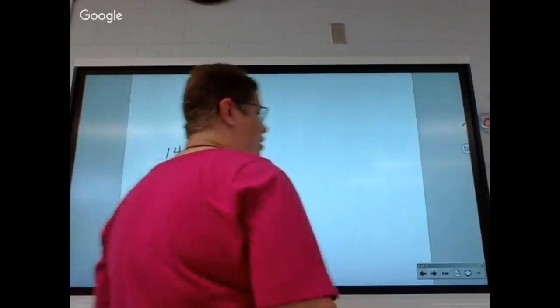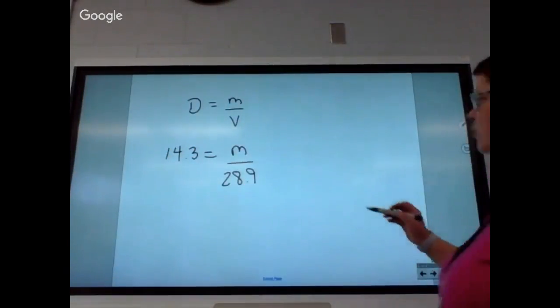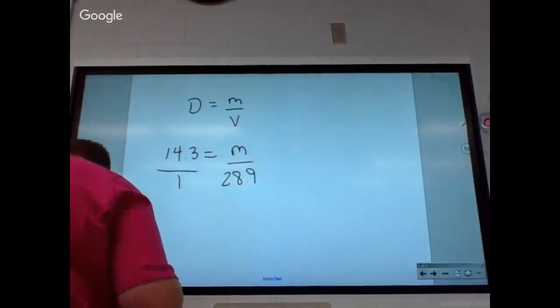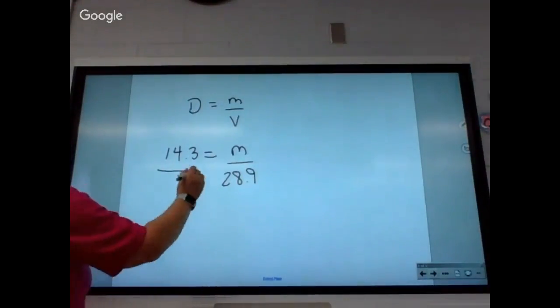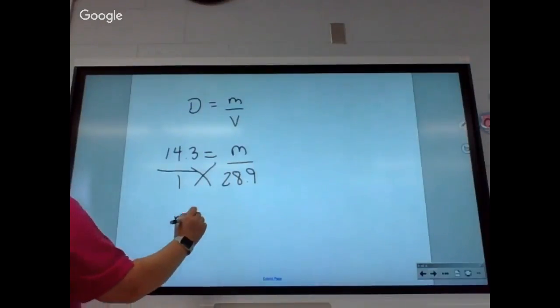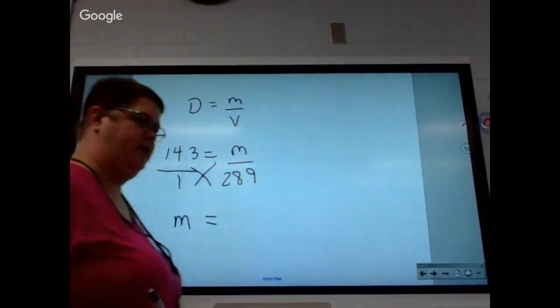Now, how are you going to solve for mass if that's what you're solving for? You're going to cross multiply. Remember, I told you to put a 1 here if it made you happy. Do you have to put a 1 there? No. So you choose. If you don't want the 1 there, don't put it there. Cross multiply. What's 1 times m? M. Or 1m if it makes you happy, but m. And then you multiply those two numbers together.